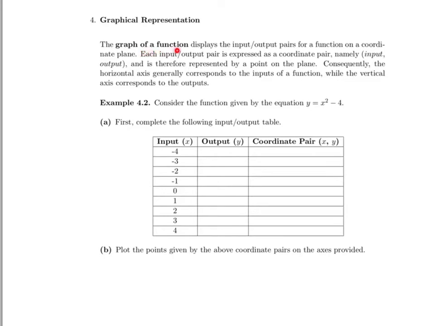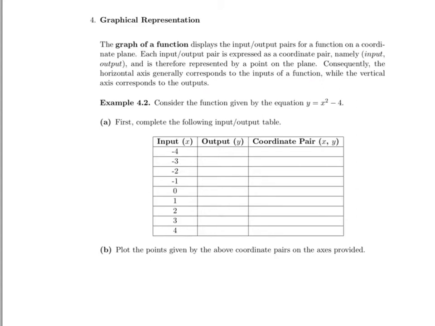The graph of a function displays the input-output pairs for a function, and it does it on a coordinate plane. Each input-output pair is expressed as a coordinate pair, namely input, output. And each of those input-output pairs then is represented by a point on the plane. Consequently, the horizontal axis generally corresponds to the inputs, while the vertical axis corresponds to the outputs.